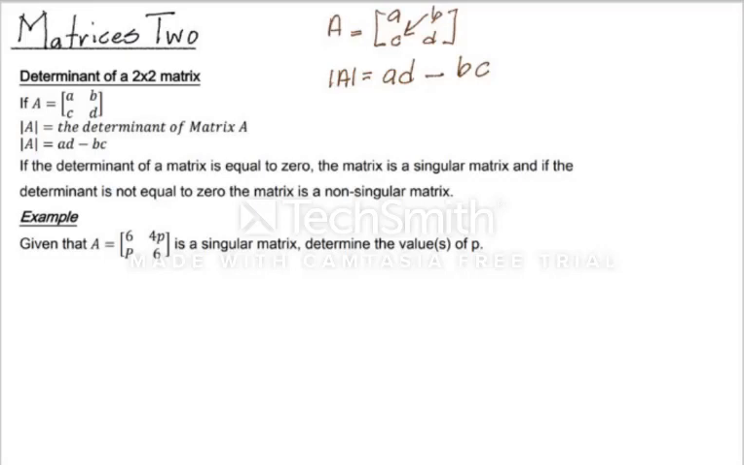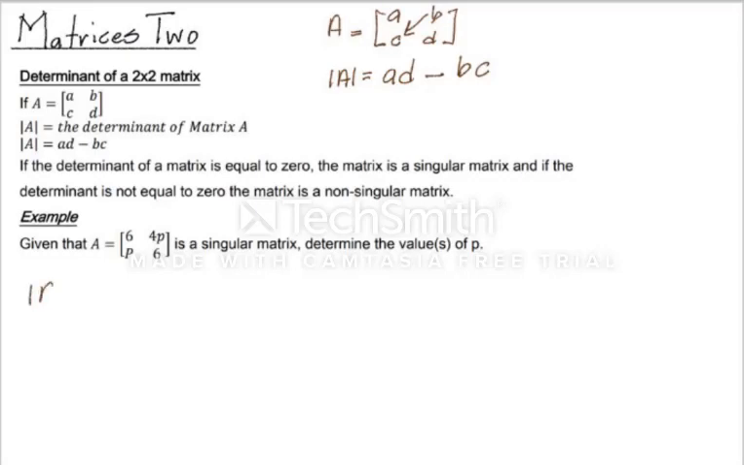Let's have a look at an example. It says, given that A is a singular matrix, determine the value of P. We're told in this example that A is a singular matrix, and that means that the determinant of A is equal to 0. Let us find the determinant of A.